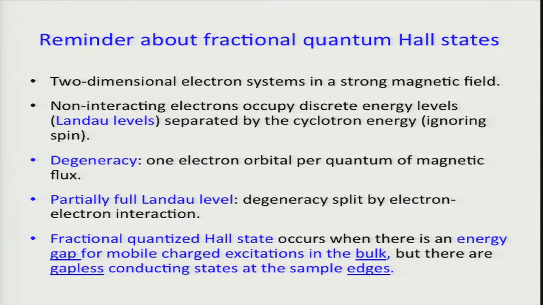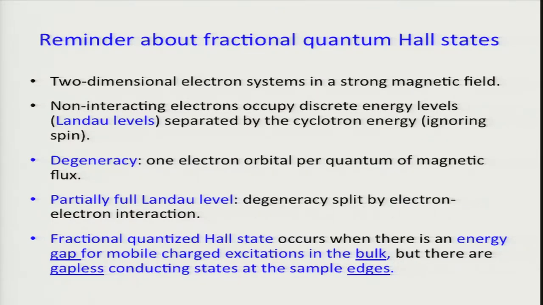If you ignore electron-electron interactions and you have a partially full Landau level, then there's a huge number of ways you can put the electrons in that all have exactly the same energy. So there's a huge degeneracy. And of course, what we're interested in is the effect of electron-electron interactions, which will split this degeneracy. But since you have such a huge degeneracy to begin with, it's a very complicated problem, and there are many things that can happen. What turns out to happen, very surprisingly, is that for certain filling fractions, you get a ground state which actually is stable. It has an energy gap.